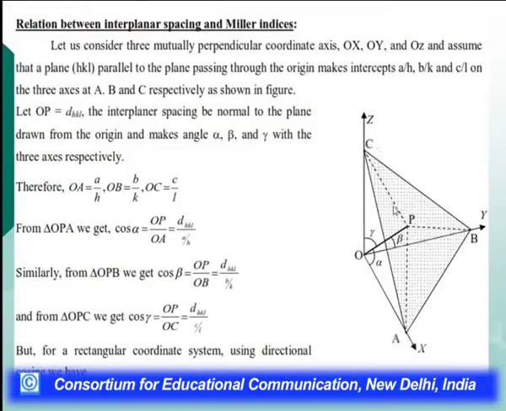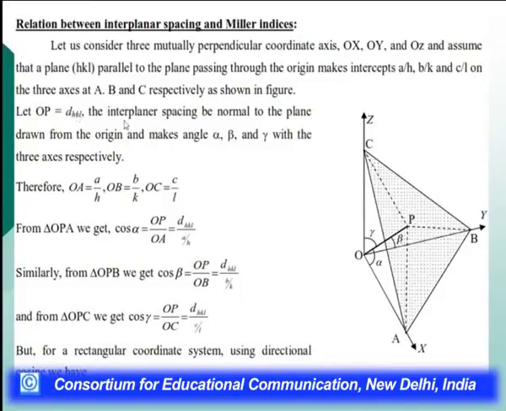For this, we consider the three mutually perpendicular coordinates along OX, OY and OZ. Assume that the HKL plane is parallel to a plane passing through the origin. We consider one plane at the origin whose intercepts are A by H, B by K and C by L on the three axes at A, B, C respectively. This plane A by H, B by K and C by L we are considering at the origin.